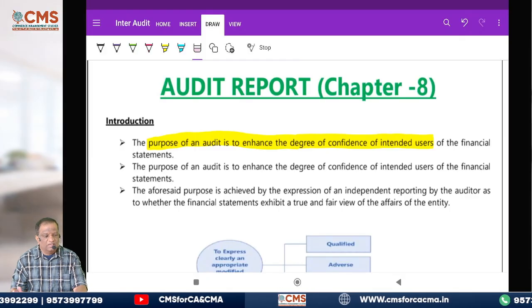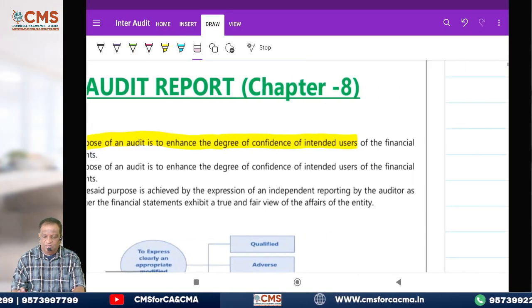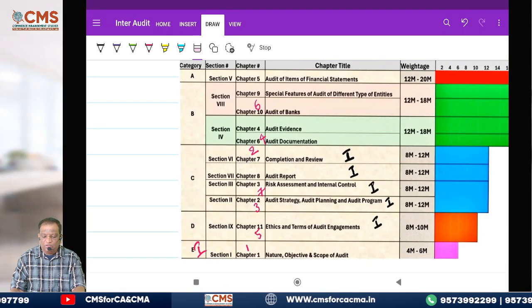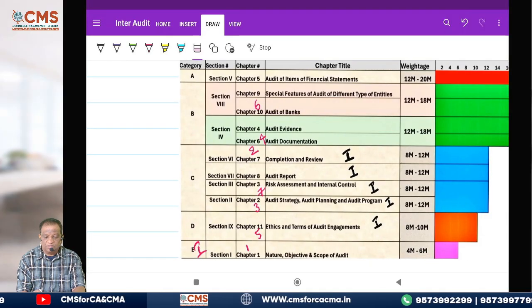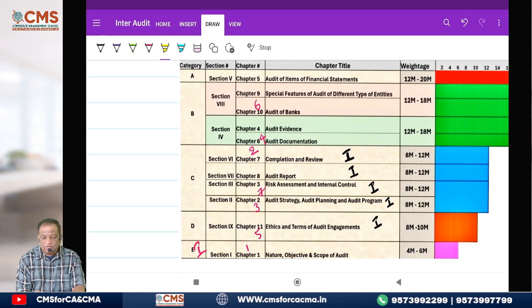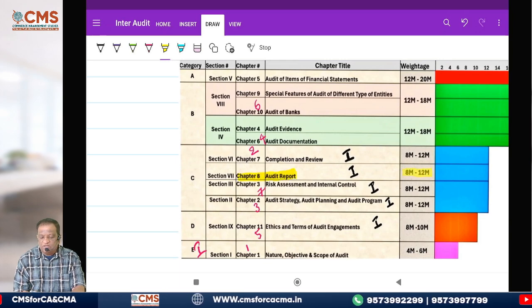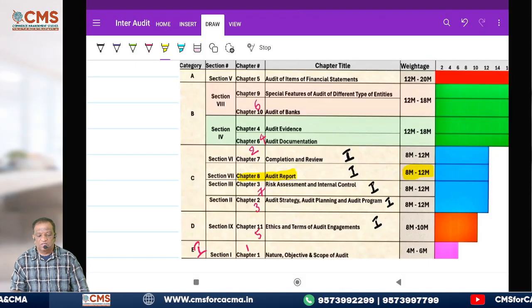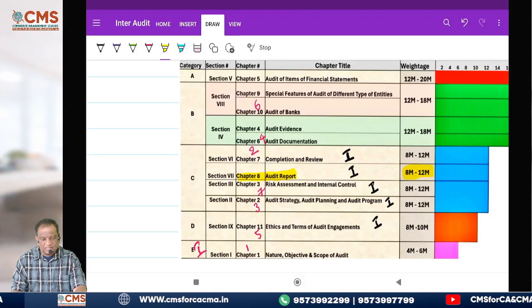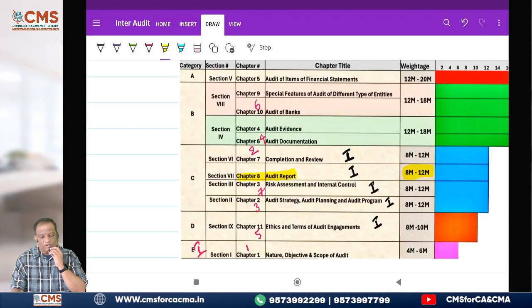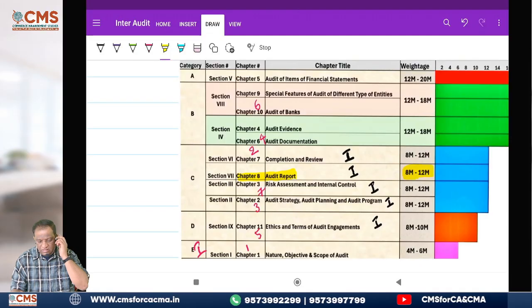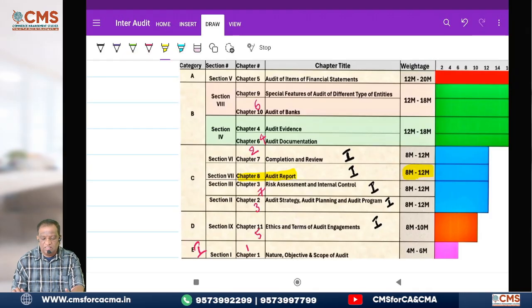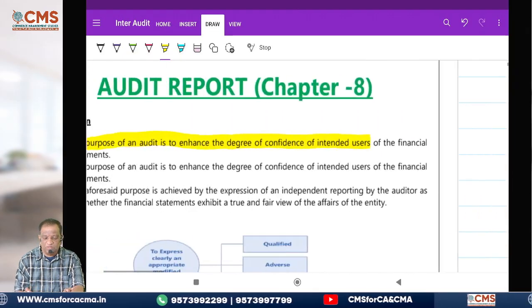Now, today we'll start off with this audit report, and just to have a look at the weightage. This audit report comes under chapter 8, and the marks are roughly around 10 on average. This is a lengthy one. This is not like the chapters that we discussed yesterday. It will have a lot of technical points as well, but by and large, it is manageable. And if we cover this, we can expect around 10 marks from it.